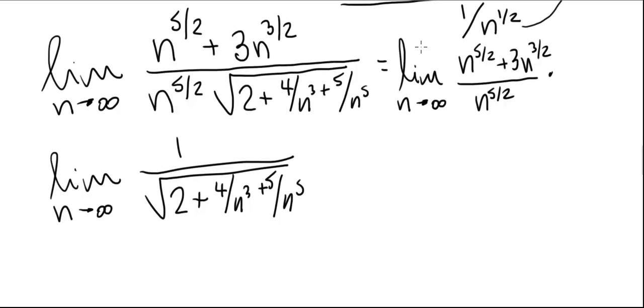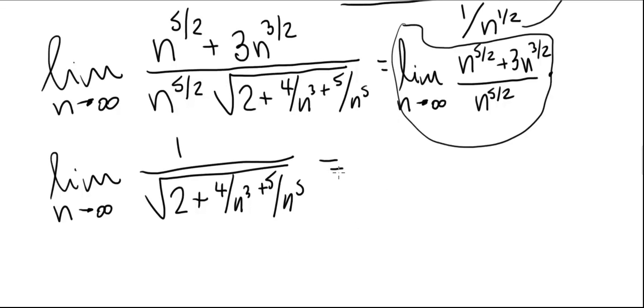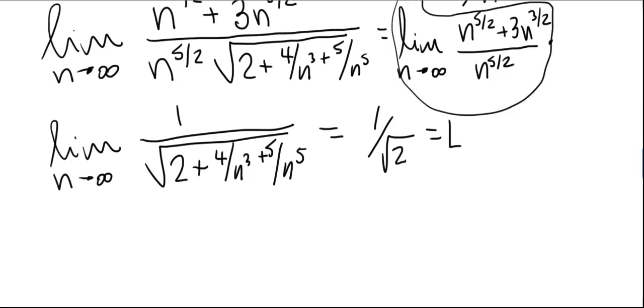Now this first limit here, since the highest powers of n in the numerator and denominator are the same, 5/2, that limit will be 1. And the second limit, as n goes to infinity, 4 over n cubed plus 5 over n to the 5th go to 0, and so we end up with 1 divided by the square root of 2 as our limit. Clearly this is a positive number, and of course it is a finite number. So now the conclusion of the limit comparison test holds.